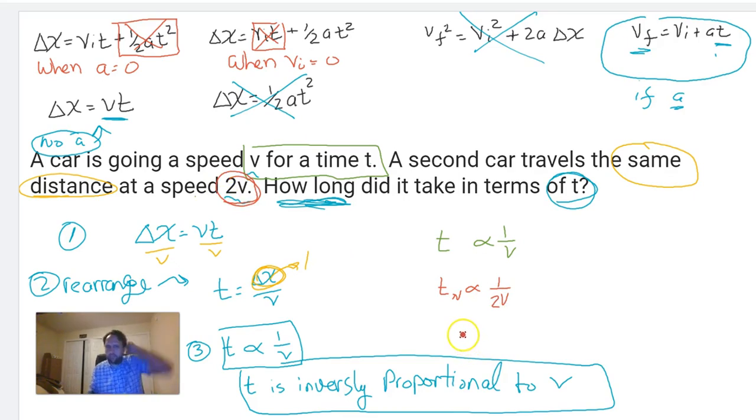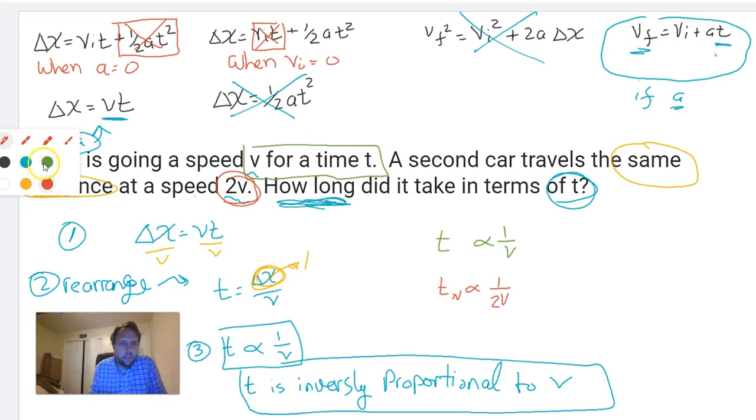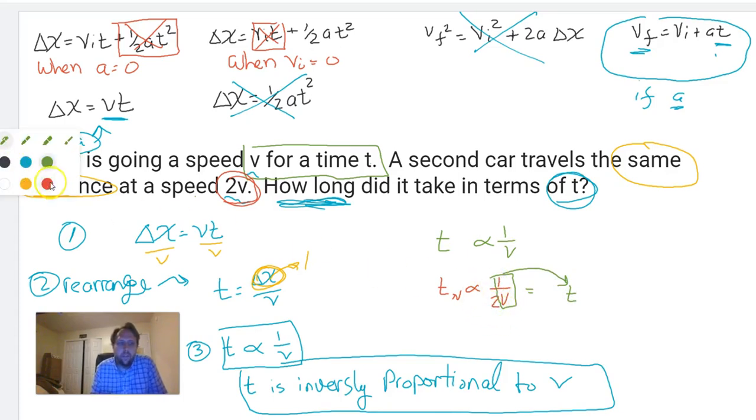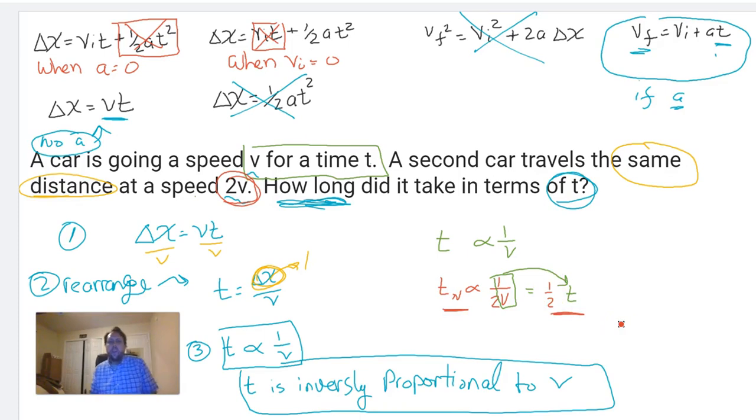Okay, lovely. I want to make a substitution. Remember, 1 over v is equal to t. So I can take that part and say that's equal to t. The 1 over v is same as t, it's proportional. What I'm left with is the 1/2. So the t new must be equal to 1/2 the old t. And so that's the answer.